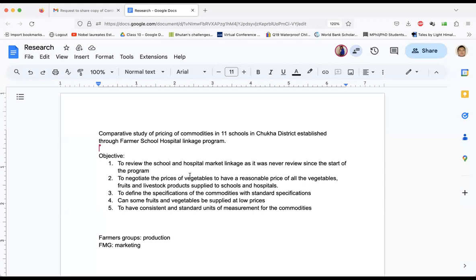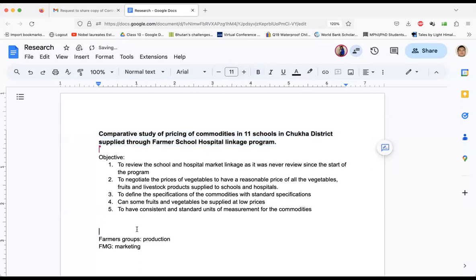The opportunity to review the school and the hospital market. Compared to study pricing of commodity in 11 schools in Chukha district established to farmers. Objective, the research method: the contractual agreements, colleague, the price data.